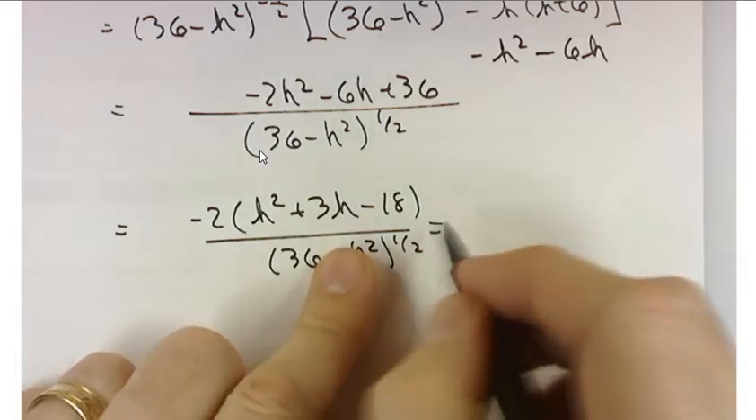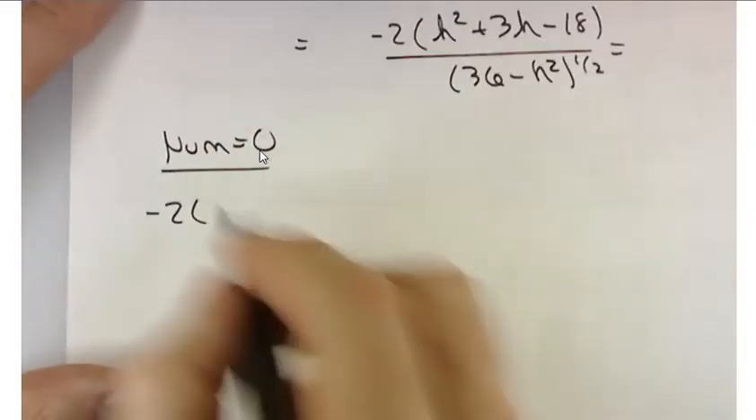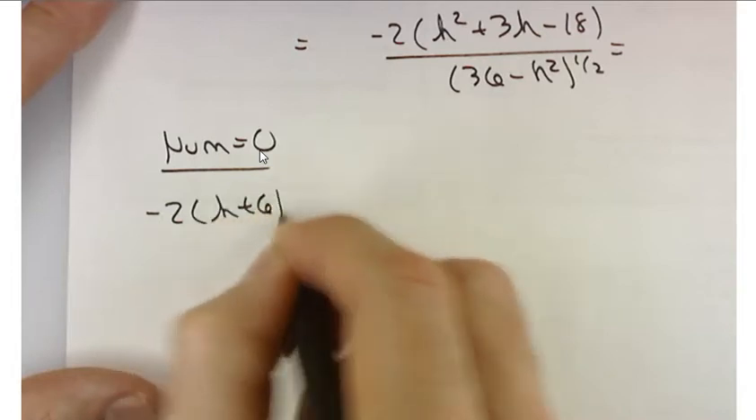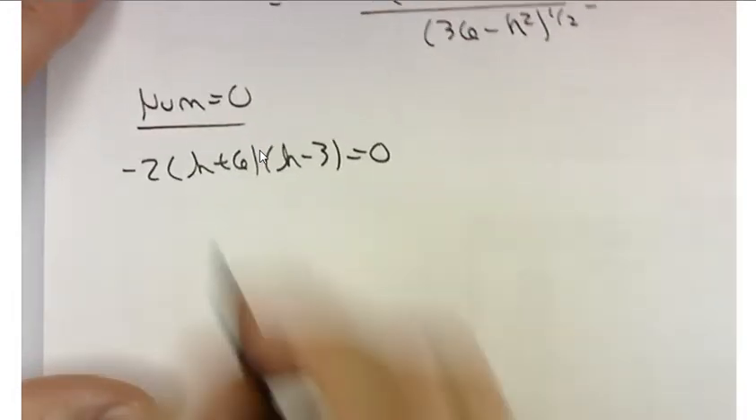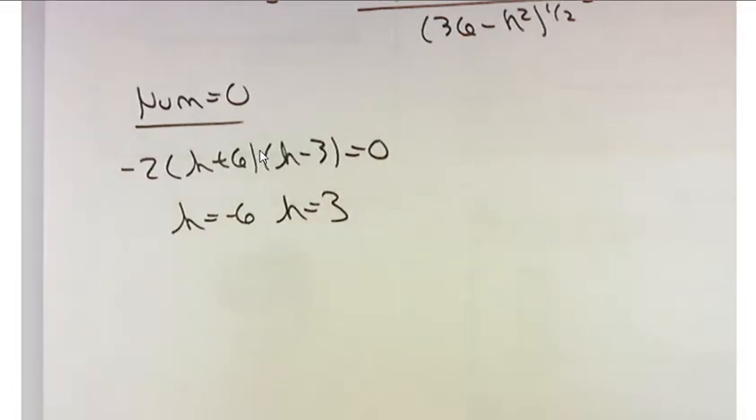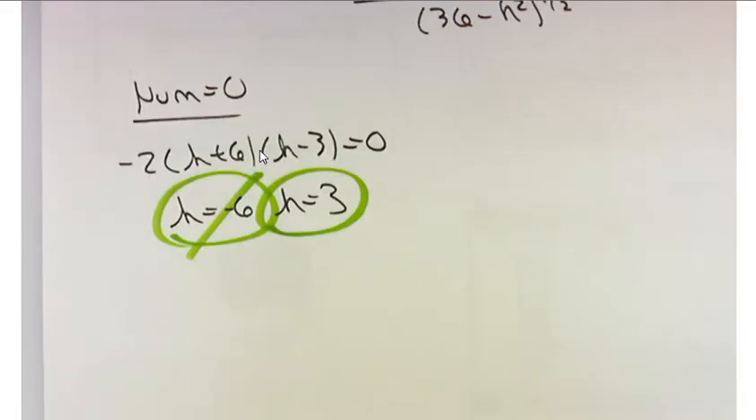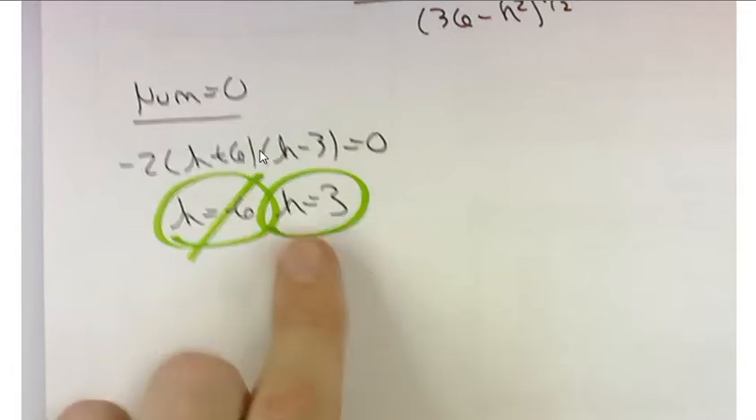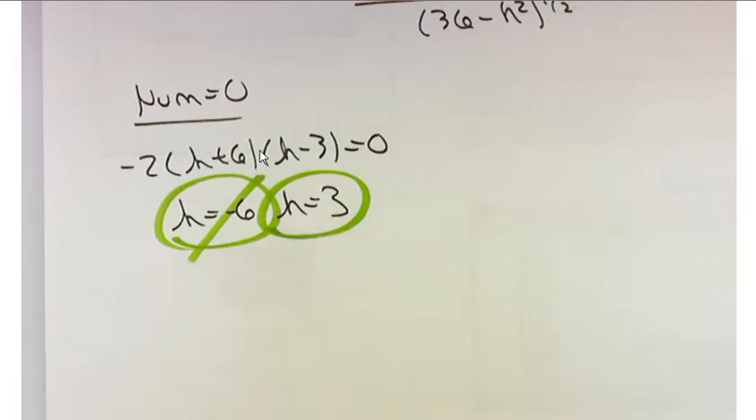So what we're going to work on then is where the numerator equals 0. Let's factor that. 2 times h plus 6 times h minus 3 equals 0. Okay. We get two solutions, h equals negative 6 or h equals 3. We'll throw out h equals negative 6 because it's not in our interval of interest. So the maximum area is going to be obtained when the height is 3, when h is 3.